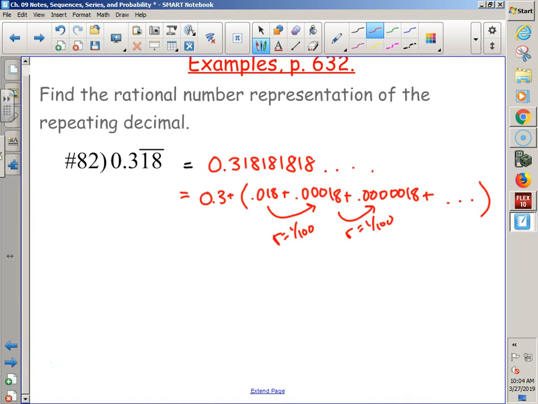So who's my geoseries? Not the whole thing, just this part. What do you guys think? Is this going to converge or diverge? Converge. Oh, yeah, less than 1. I'm good. I'm golden. There's an infinite sum. Well, how do I figure out the infinite sum? Yeah. So a sub 1 would be 0.018 all over 1 minus 100th plus 0.3. Don't forget the 0.3. He's important.